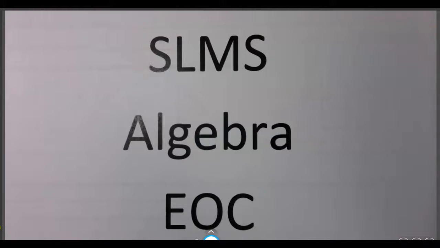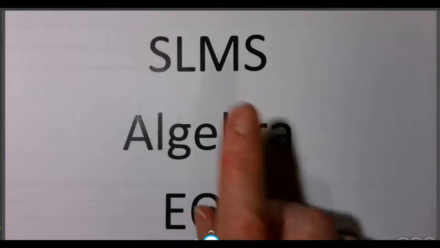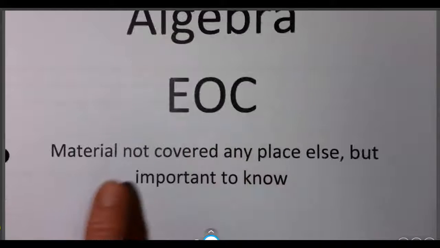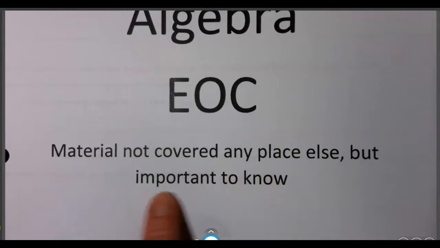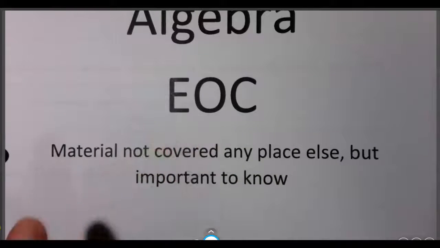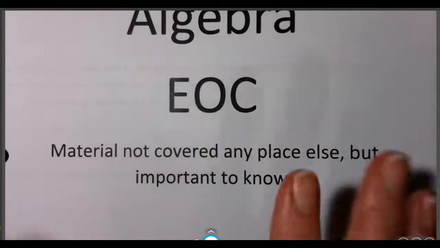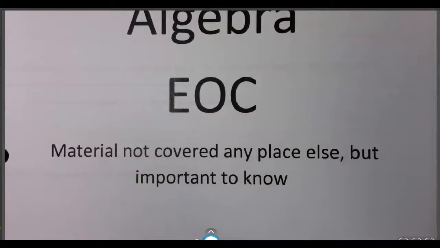So this packet that we're looking at right here, notice it's called Algebra EOC Materials Not Covered Anyplace Else But Important to Know for the EOC. So this is not a review of the entire EOC. This is just some stuff that we think would be helpful for you to know before you take the EOC.